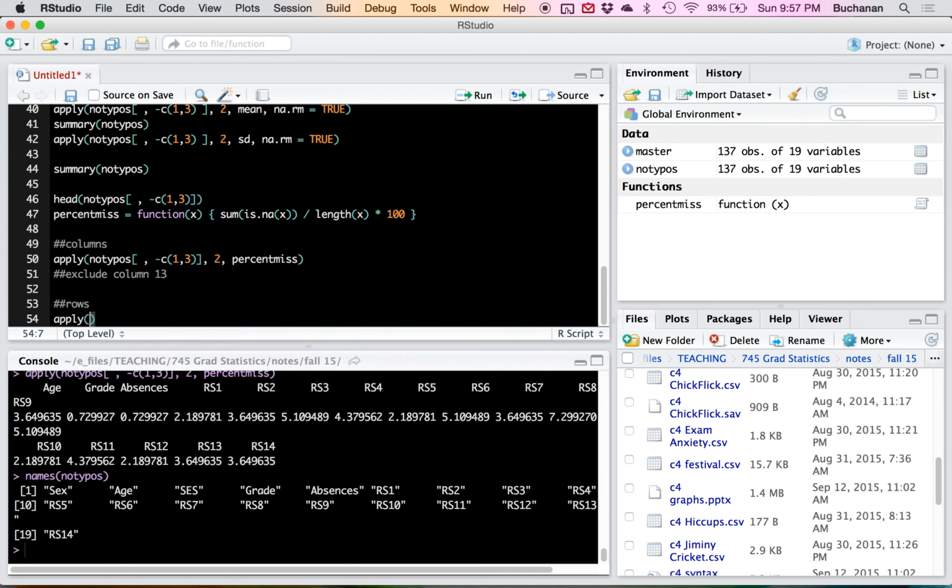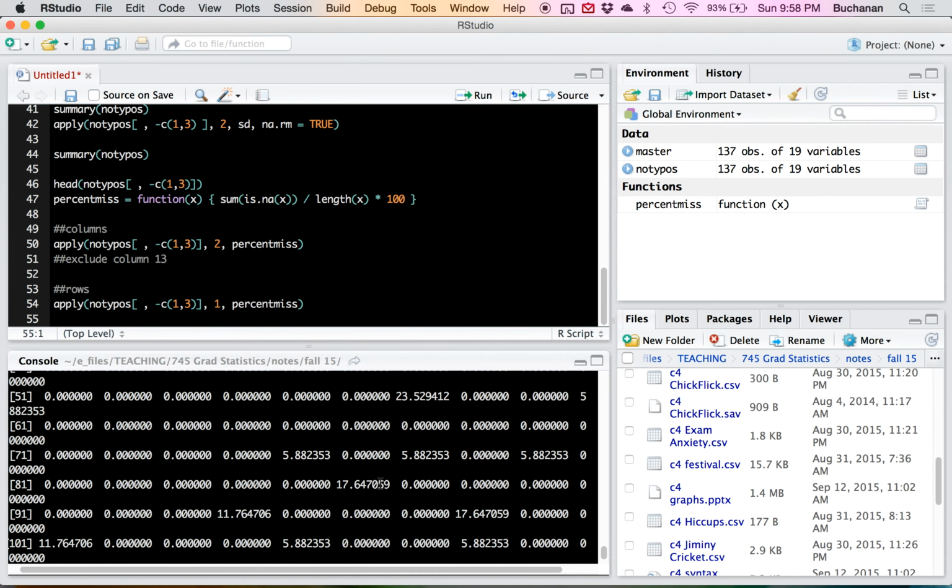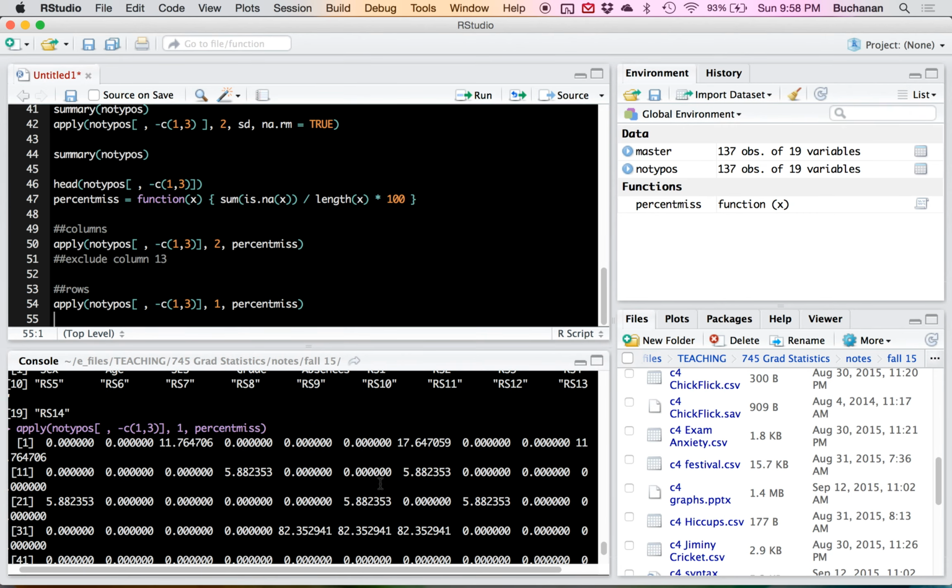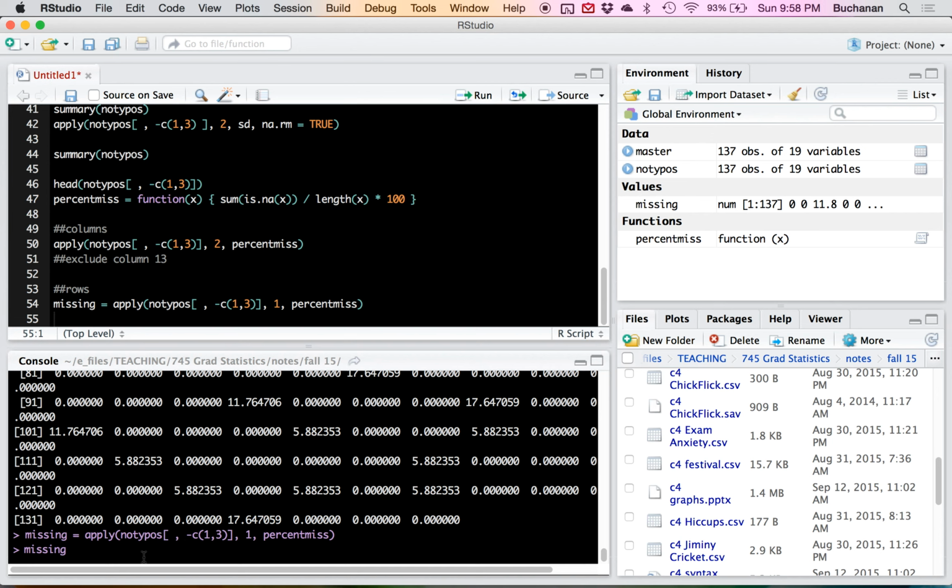So I'm going to do apply, same thing, no typos. Don't put a space there. There we go. And I'm still excluding my categorical data because I don't want to worry about that. I'm going to do 1 for rows and do percent miss. And what that does is it actually gives me every single person ever, and that's way too much information. So let's save that as something. And so now I have all of that information saved in this missing code.